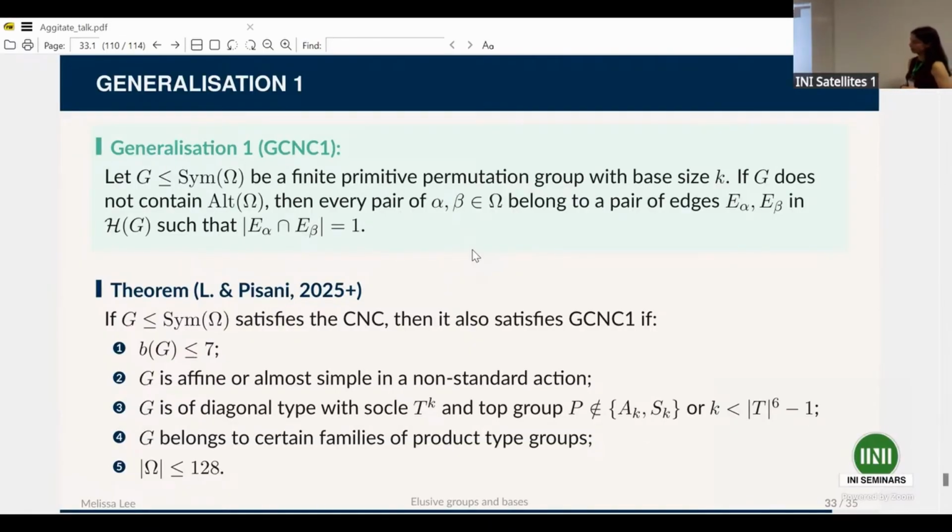Also groups of diagonal type with these conditions. Okay, so we're really hitting a lot of the O'Nan-Scott types here. Certain product type groups, so that's hitting yet another family. And we also were able to explicitly check this for sets of size at most 128. Okay, so we have a lot of evidence that if you satisfy the common neighbor conjecture here, then you also satisfy this seemingly stronger generalization.